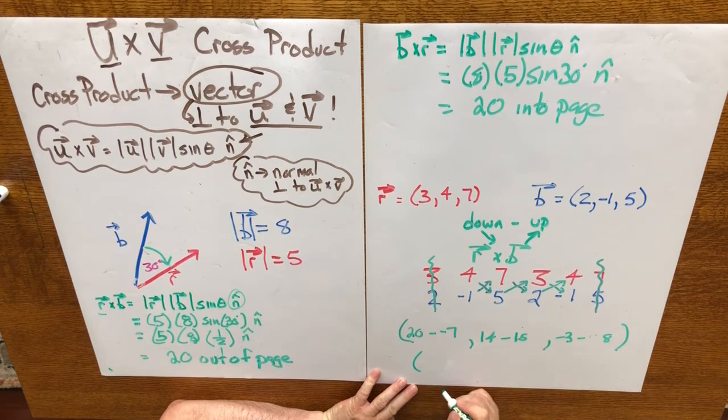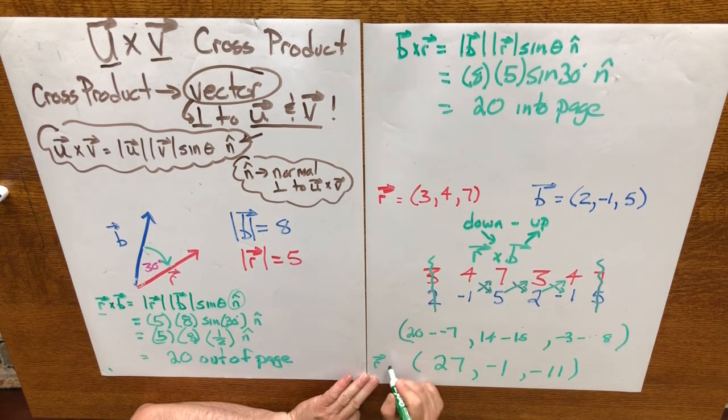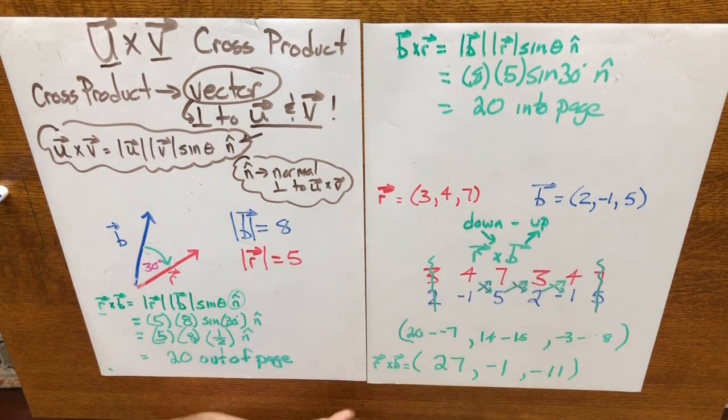So as we do the math on these now, 20 subtract a -7, you get 27, comma, 14 subtract 15, -1, -3 subtract 8, -11. This vector represents here R cross B. And this is a vector of a certain length, but it's definitely perpendicular to these two.